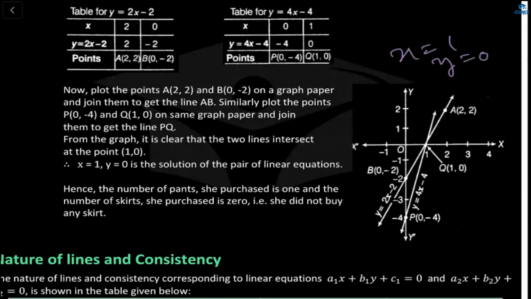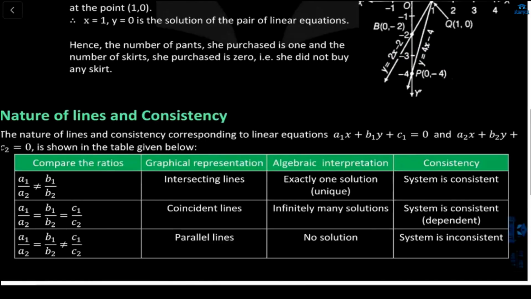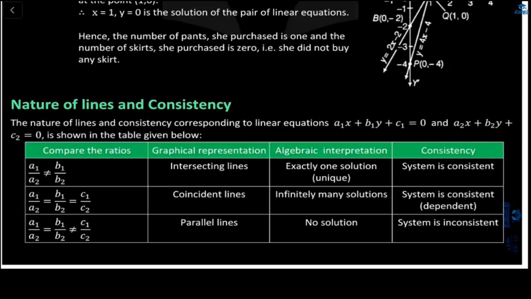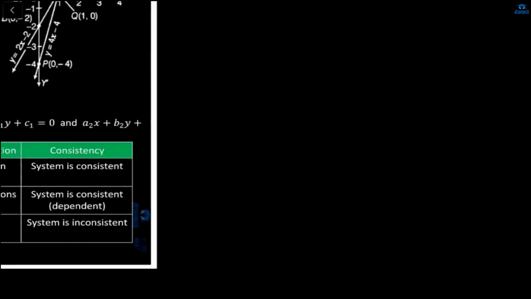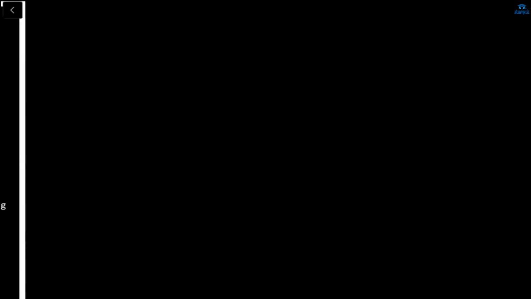Now I was telling you about the nature of lines and consistency. What is the nature of the lines? By seeing the graph, how can you tell whether both lines are going to meet at one point and have a unique solution, or have no solution, or have infinite solutions? You can do it with the help of consistency. First of all, let's see the two equations. Whenever we write a linear equation in two variables, it is of the form ax plus by plus c is equal to 0. This is the equation form.